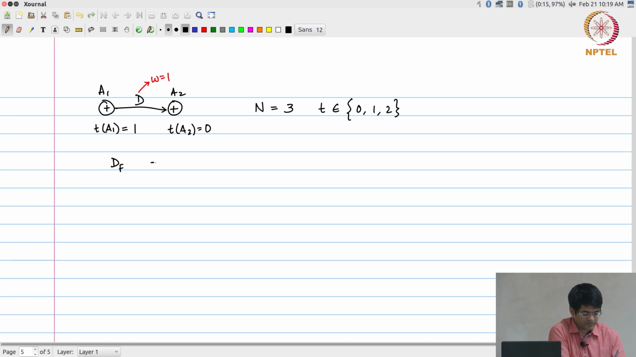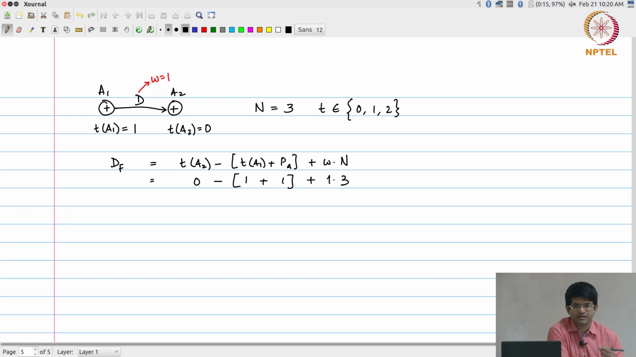df equals t of a2 minus t of a1 plus pa plus w times n. This is equal to 0 minus 1 plus 1 into 3, normally this would not have been acceptable. The fact that there was that sample delay, one iteration delay, basically means that the df has become positive, right. So it is 0 minus 1 plus 3, equal to plus 2.